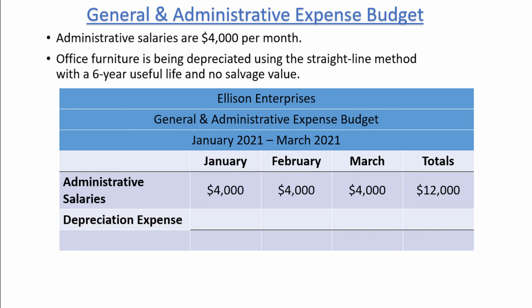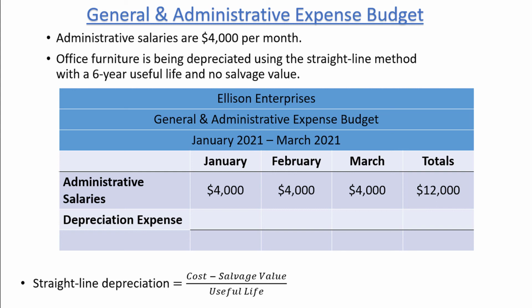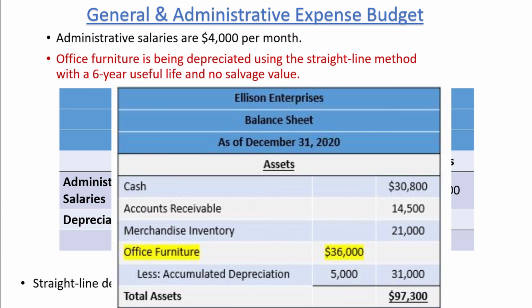Next, we can calculate the monthly depreciation expense on the office furniture. We can do this by using the formula: straight line depreciation is equal to cost minus salvage value divided by useful life. But if we read our second bullet point, the office furniture is being depreciated using the straight line method with a 6-year useful life and no salvage value, we notice that we are not told the original cost of the office furniture. We need to look at the beginning balance sheet, which is typically provided whenever you need to create a master budget. Peeking at the balance sheet, we see that the office furniture has a historical cost of $36,000. So that is what we'll be using for the straight line depreciation formula.